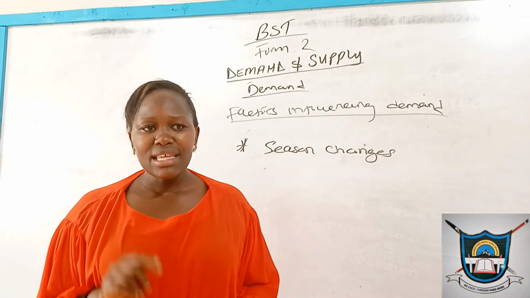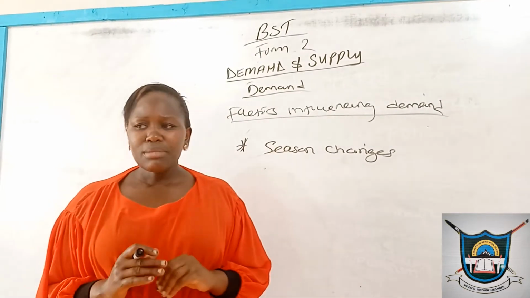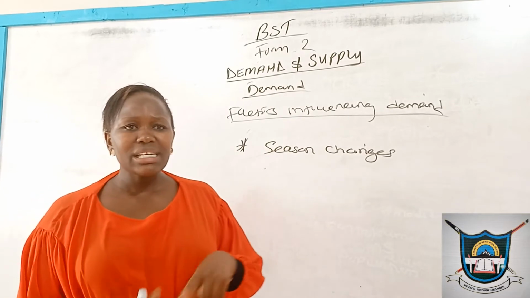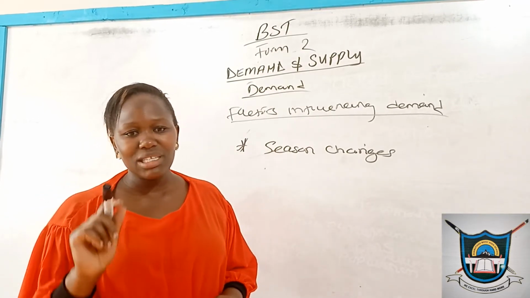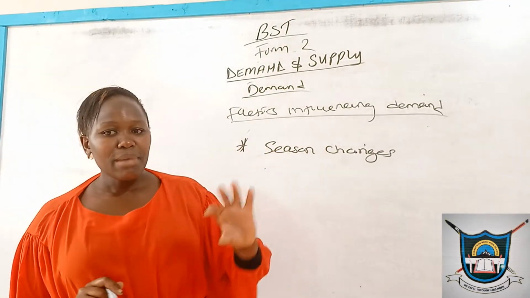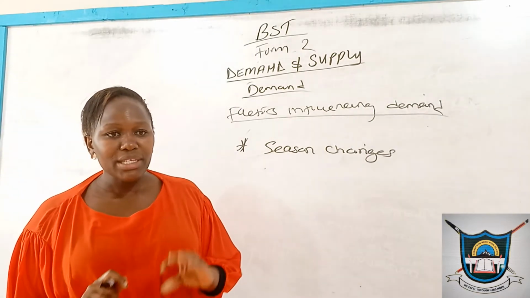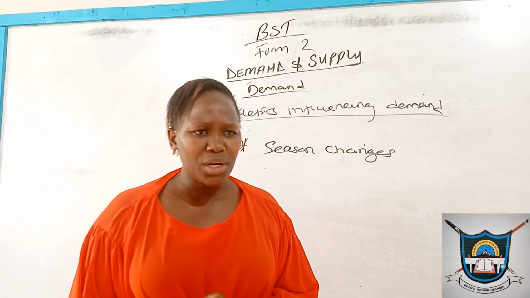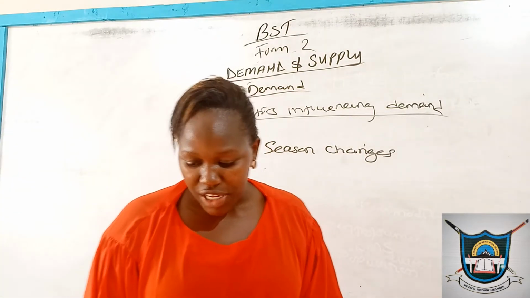Another thing, let's look at the rainy season. During rainy season, the demand for gumboots and umbrellas is very high because those are the things that are required at that particular time. So during that season, the demand for umbrellas and gumboots will be very high. But look at it during a dry season. Demand for heavy jackets will be very, very low.